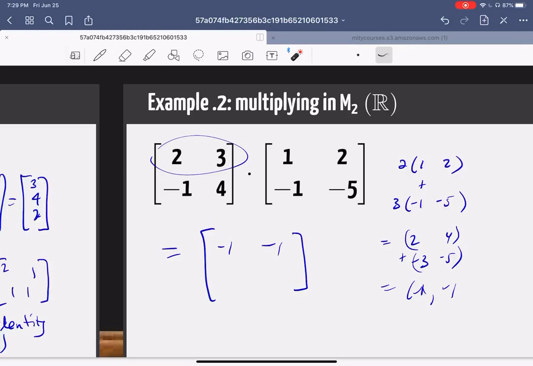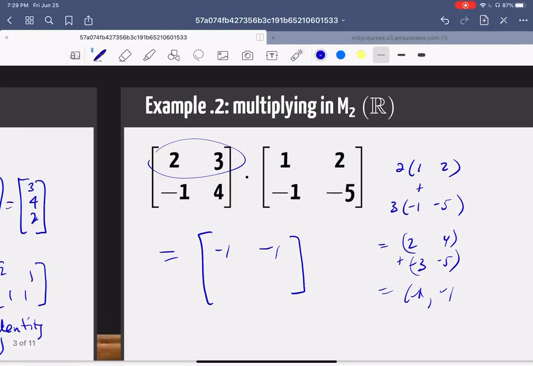Of course, I did it wrong, but that's okay. Negative 3 should be negative 15. Don't worry about that. Details.